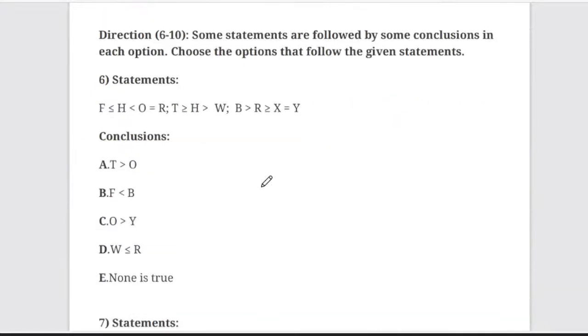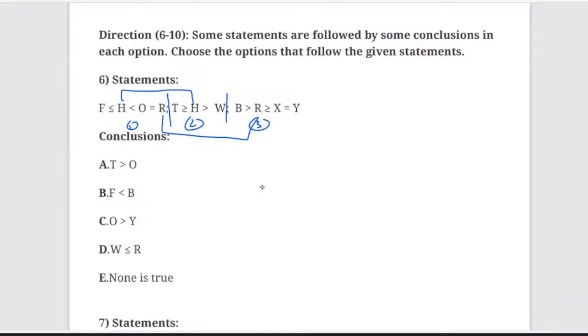Now, question number 6. F is less than or equal to H. We'll divide it into first, second, and third. We'll mark the bridge. From first to second, we can go by H. From second to third, we cannot go. Maybe from first to third, we can go by R. Now, which one is true? We have to find out.